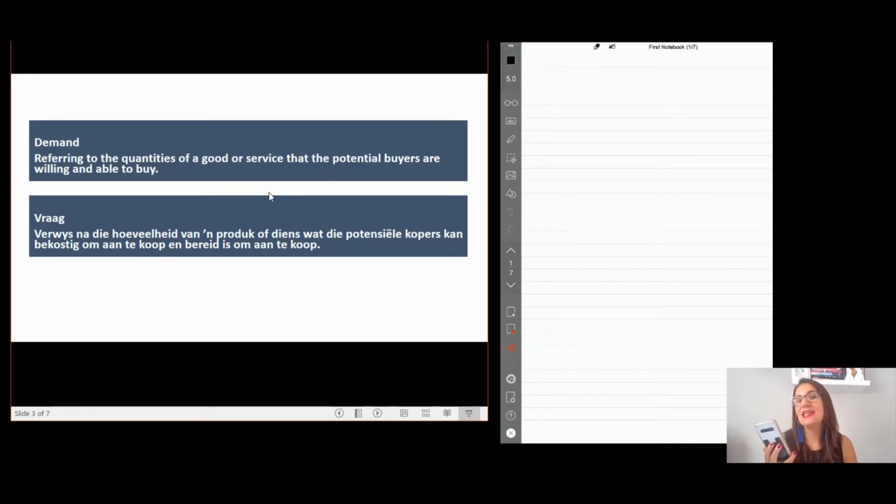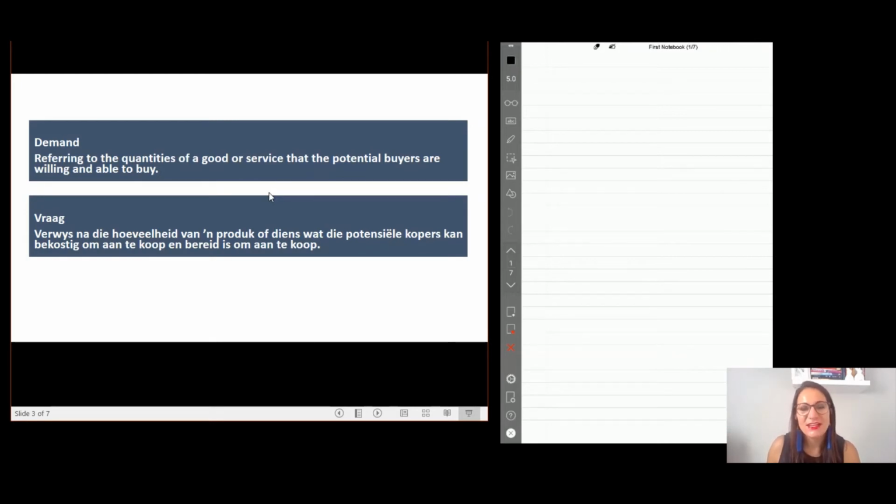Demand only exists if you give me 10,000 Rand, which is what this phone is worth, for the phone. Then you can buy the phone, because then you have the resources to buy it and you are willing and able to buy the phone. Only then does demand exist. So that's a little bit of a tricky one. So keep an eye out for that in the exam.